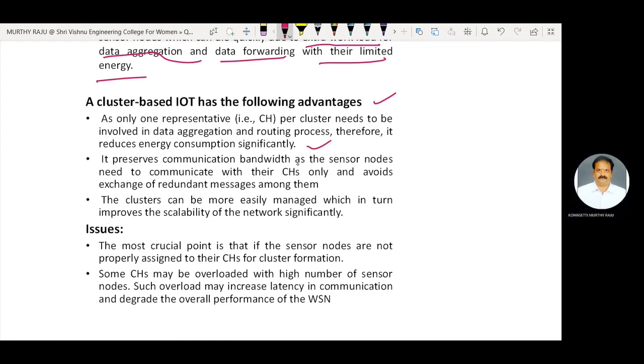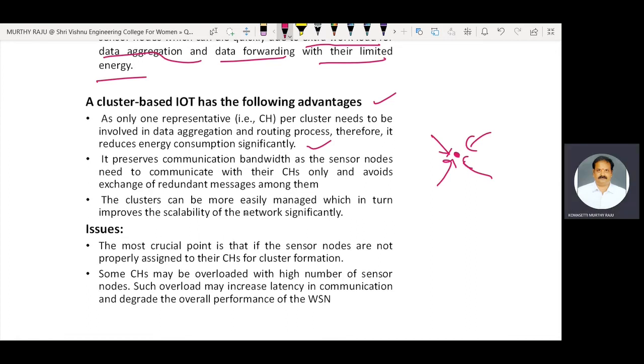It preserves communication bandwidth, as the sensor node needs to communicate with their cluster heads only, and avoids exchange of redundant messages among them. Only cluster heads are responsible. Therefore, it preserves communication bandwidth, as the sensor nodes or IoT devices communicate with the cluster heads only.